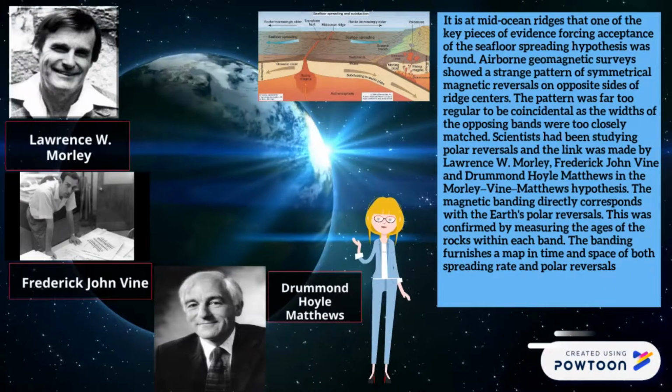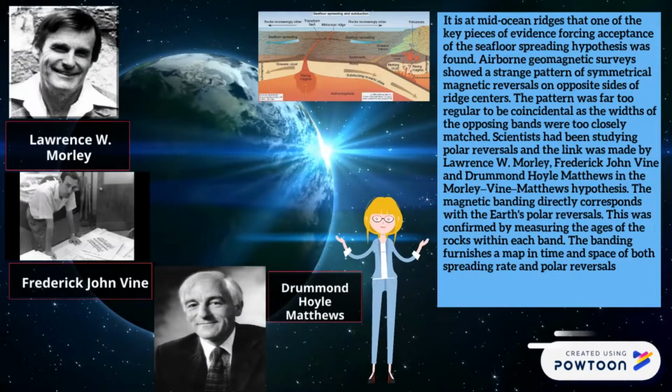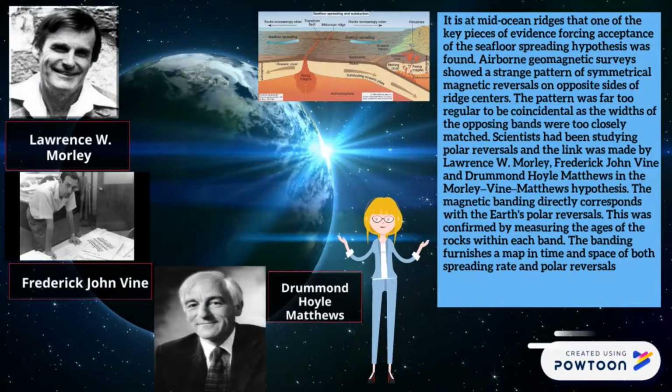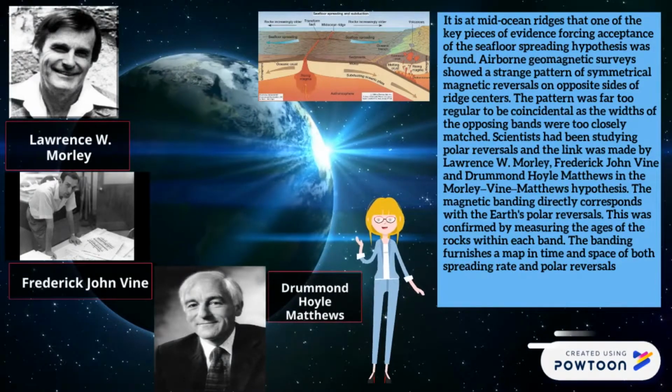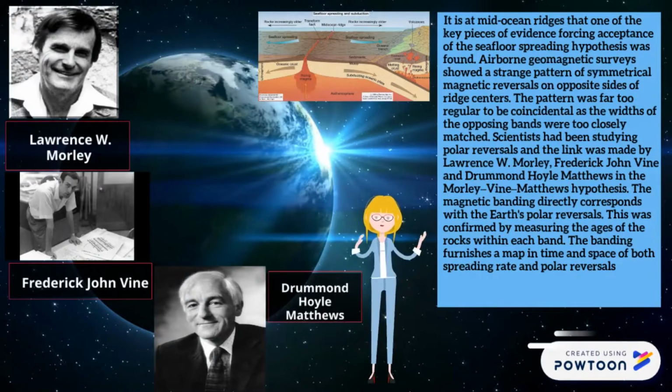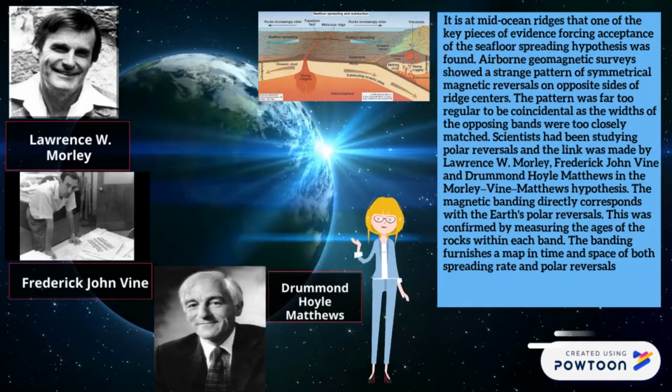The magnetic banding directly corresponds with the Earth's polar reversals. This was confirmed by measuring the ages of the rocks within each band. The banding furnishes a map in time and space of both spreading rate and polar reversals.